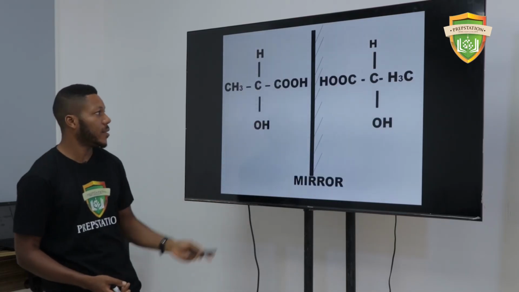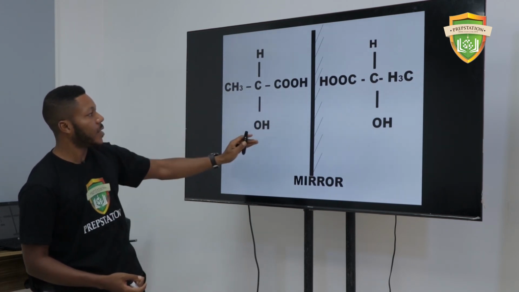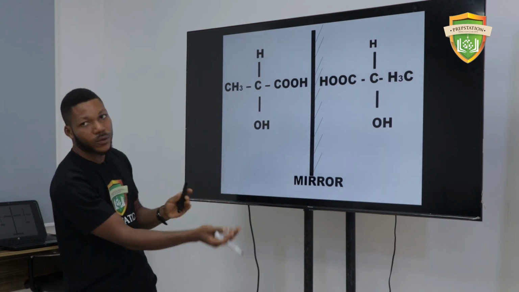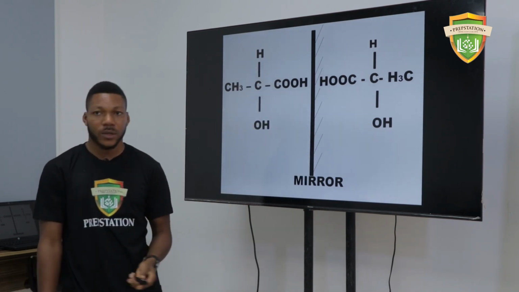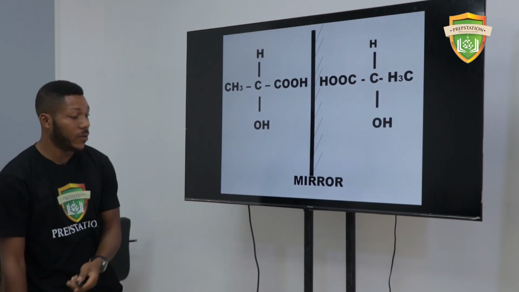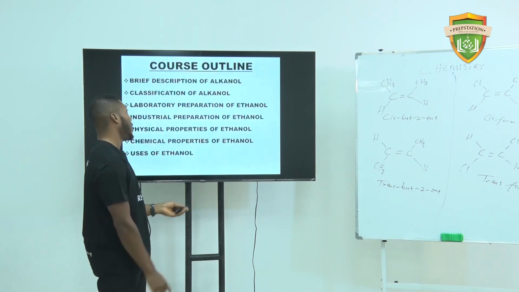Example, lactic acid. Look at this. You can see this is the lactic acid. It reflects, it is the opposite. This becomes this. So the same structure, but what? Sorry, same molecular formula, but different structure. Okay, that will take us to alkanols.